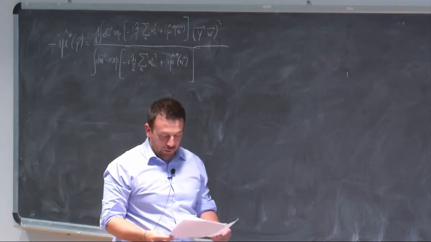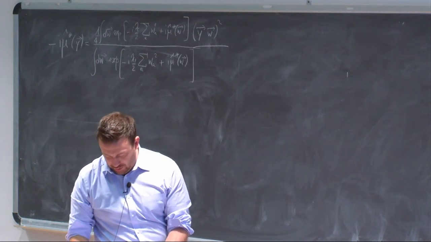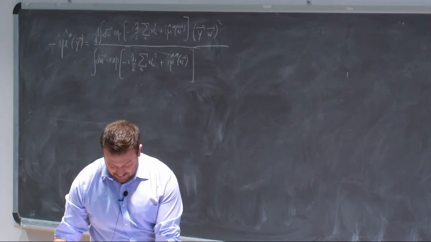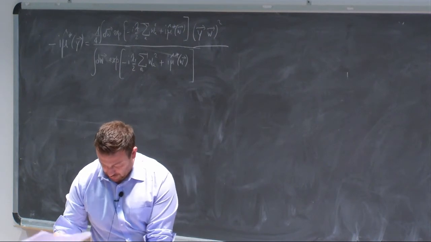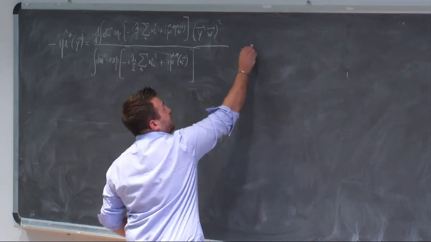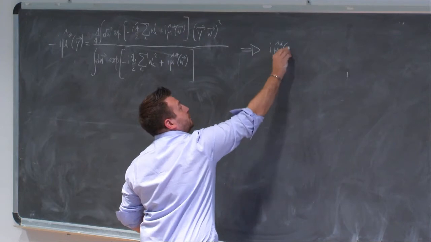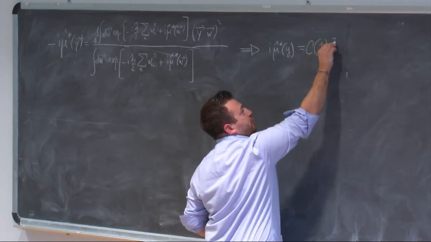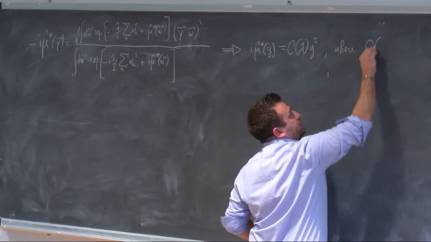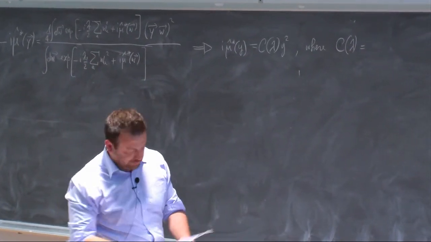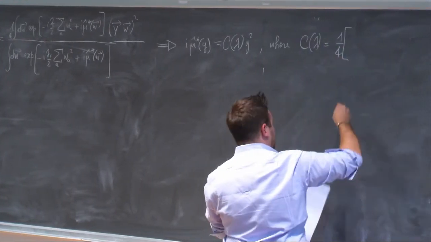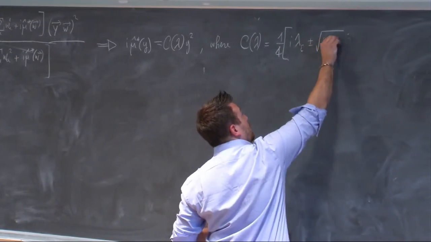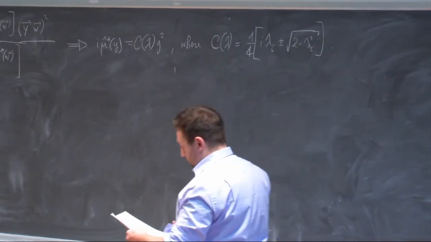And then after a series of manipulations in the replica symmetric limit, we ended up with some expression including angular variables. And we obtained from here that i mu star of y, in terms of the scalar variable, which is basically the radius in n-dimensional coordinates, was given by this expression, where C of lambda satisfied some self-consistency equation. By solving it, we got C of lambda equal to 1 over 4 i lambda epsilon plus minus root of 2 minus lambda epsilon squared. Okay, this was just a recap.